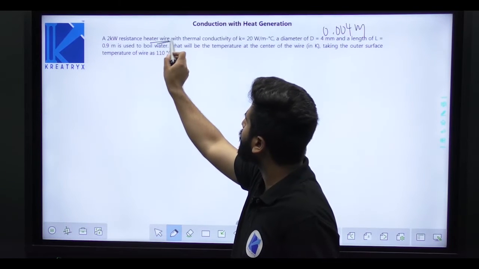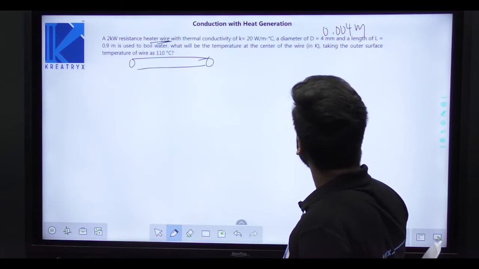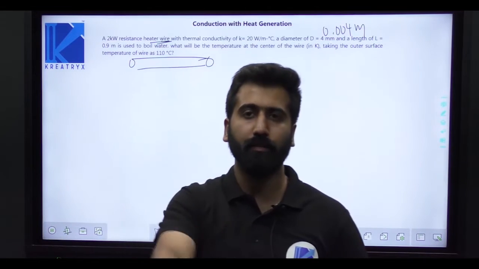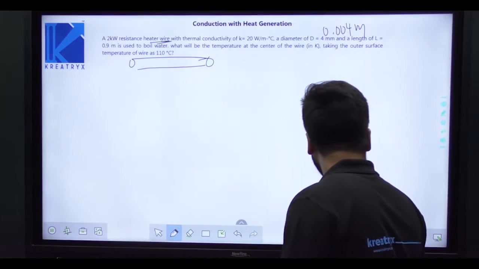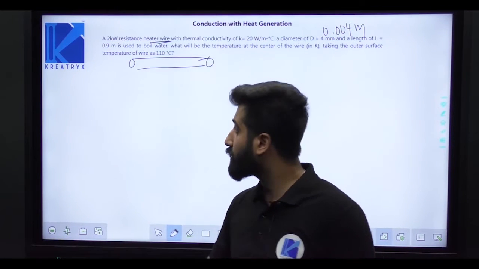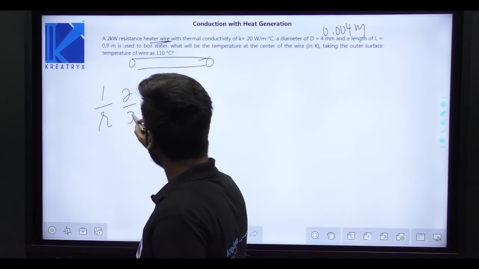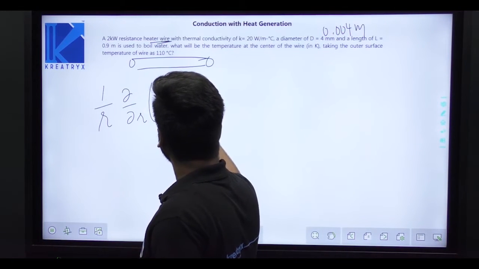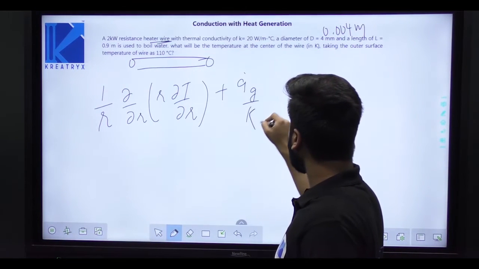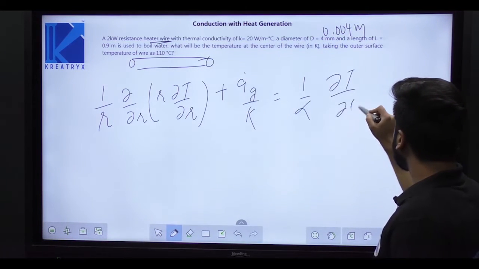Now this is a wire, that is a cylinder. Okay. What will be the temperature at the center of the wire in Kelvin, taking the outer surface temperature of the wire as 110 degrees Celsius? Same question based on the previous question, but in this case it is a cylinder, not a sphere. So the governing equation in this case will be that of a cylinder, which is 1 by r del by del r of r del T by del r, plus q dot g by k is equal to 1 by alpha, where alpha is thermal diffusivity, del T by del small t.